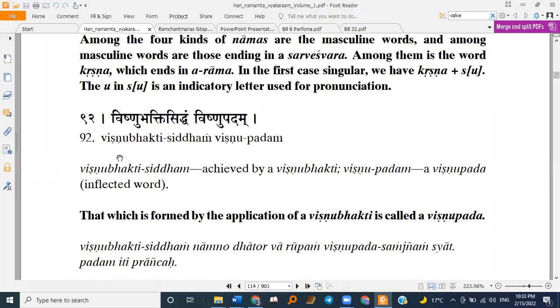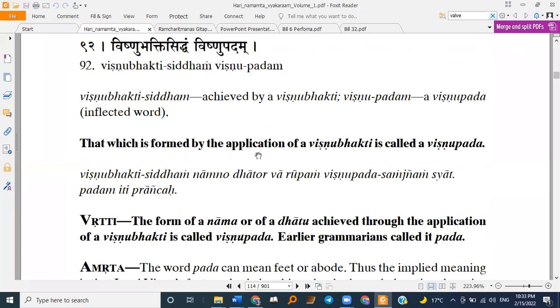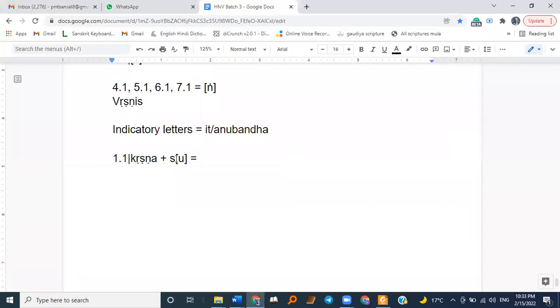The next sutra says 92. Vishnu Bhakti Siddham Vishnu Padam. That which is formed by the application of a Vishnu Bhakti is called a Vishnu Pada, which means that when we attach the Pratyaya or the Vishnu Bhakti with the Prakriti, which is Krishna here, then it is called a Vishnu Padam. So we get Krishna's here. U is an indicated letter, so we don't include that in the declension as previously discussed. So we get Krishna's here, right? Krishna's.